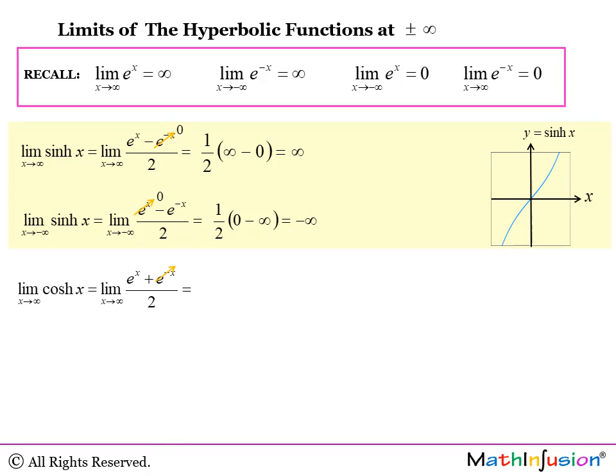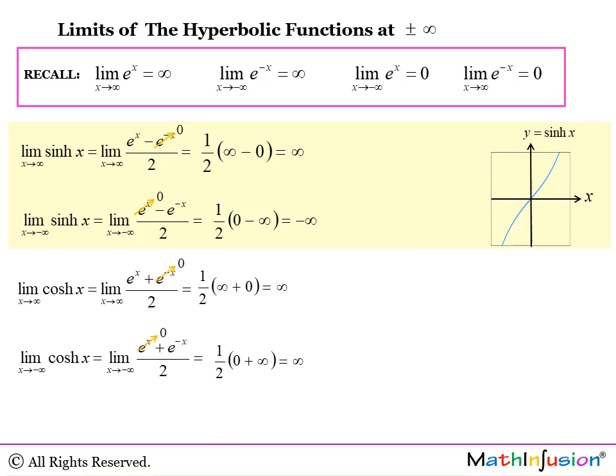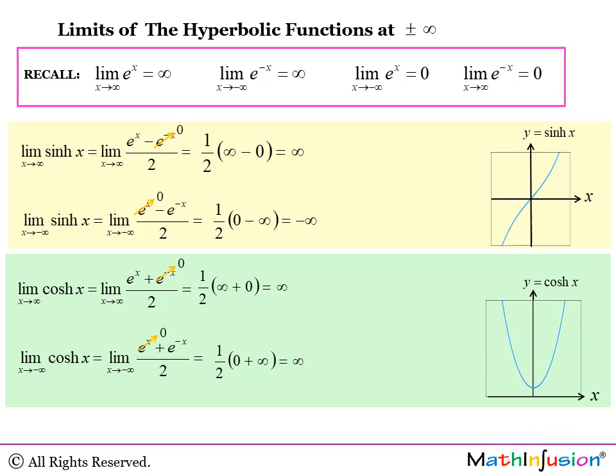We're still doing the same. Now this one approaches 0 and we get infinity, and at negative infinity we also get infinity because this one approaches 0 and we get that. If you recall, cosine hyperbolic x is an even function, so we were expecting that the limit at negative infinity and infinity will be exactly the same.